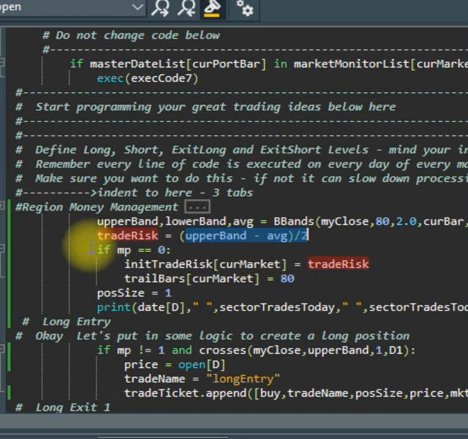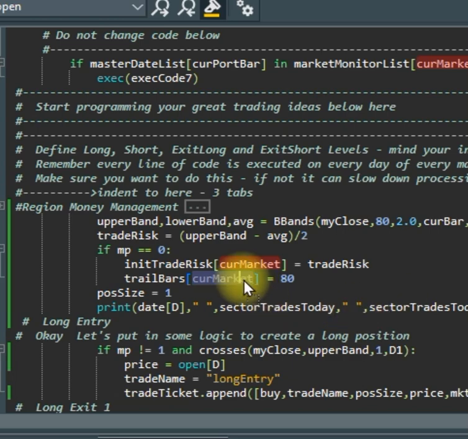If I'm in a flat position, MP, remember MP is market position, I'm going to set my net trade risk of the current market. Remember, since we're spanning the portfolio on a daily basis, we go from euro currency to bonds to corn to silver to gold on the same day. So we're leapfrogging from one market to the other. So we have to keep track of each market, and the current market is the index that does that. So if I'm flat, my net trade risk, current market, is going to be equal to trade risk.